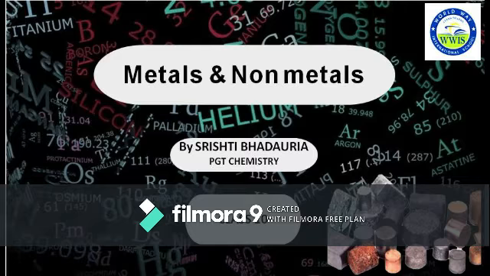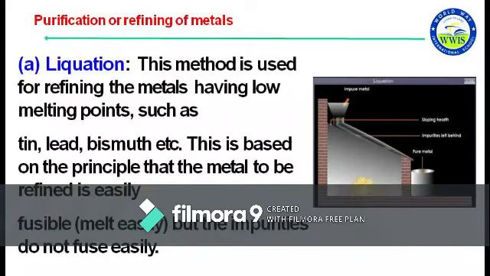So the topic goes on, purification or refining of metals. The very first topic is liquation. The principle of liquation is that it is used for refining the metals which have specifically low melting points. The examples are tin, lead, bismuth, etc.